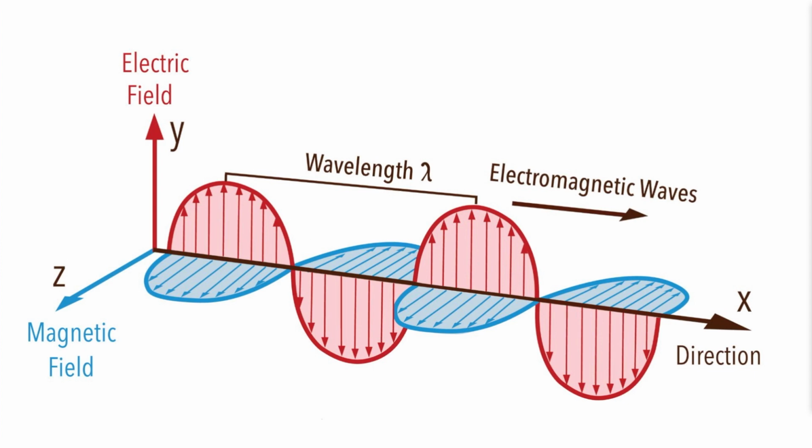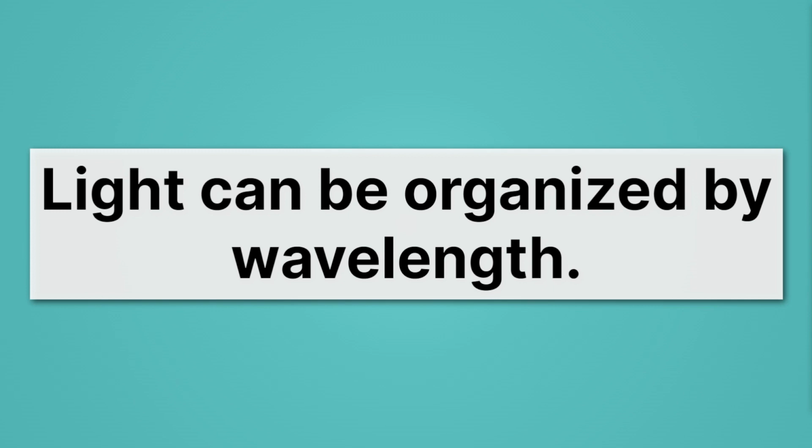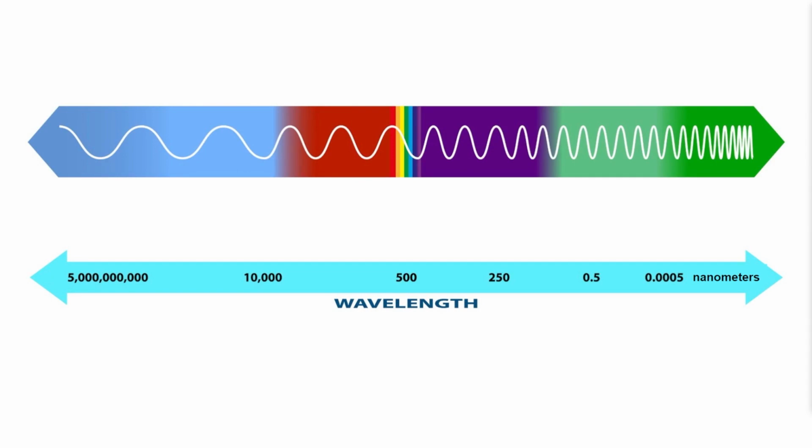Now, the wavelength, recall, is the distance from one peak strength in field to the next peak strength in field. And we can actually organize all light by this wavelength. So light can be organized by wavelength. When we do that, we call that the electromagnetic spectrum. We're going to go through the electromagnetic spectrum one category at a time.